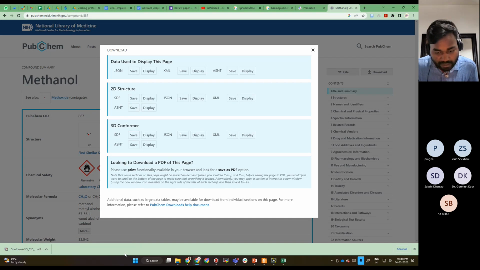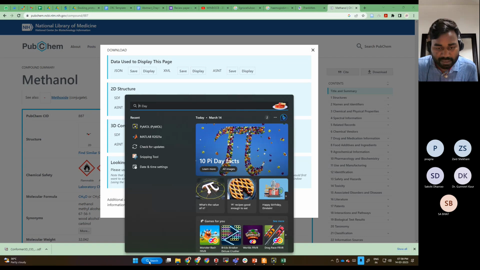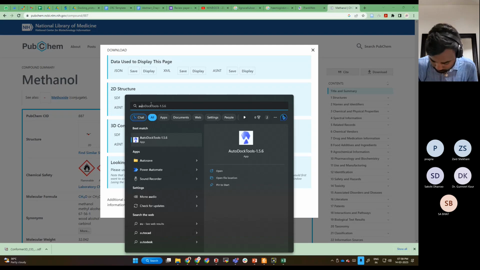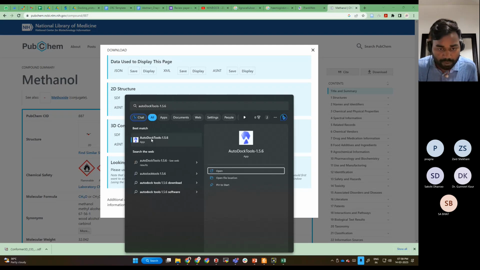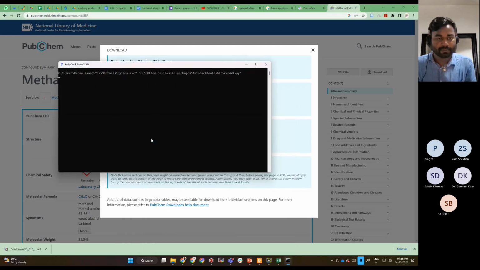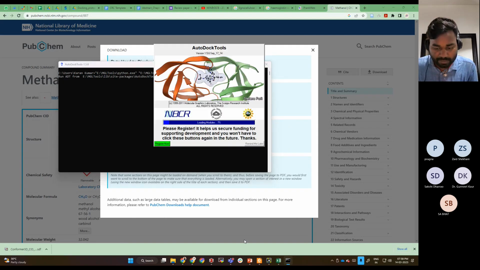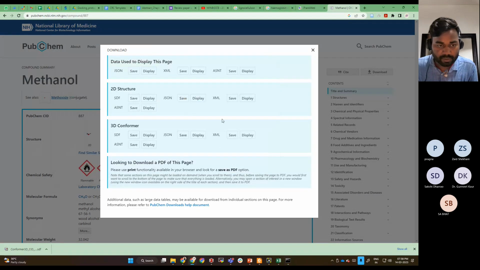Once it is downloaded, then what you have to do? Then you perform the docking using Autodock. Open Autodock Tools and follow all these steps, what was given here in this protocol.